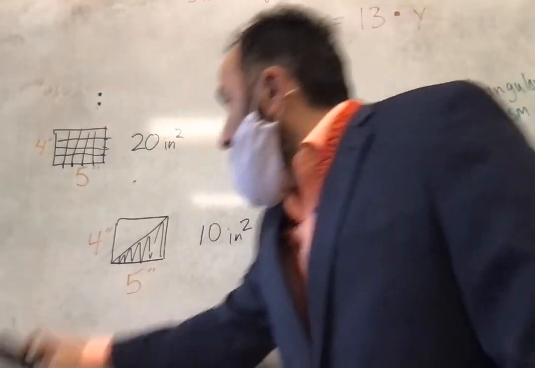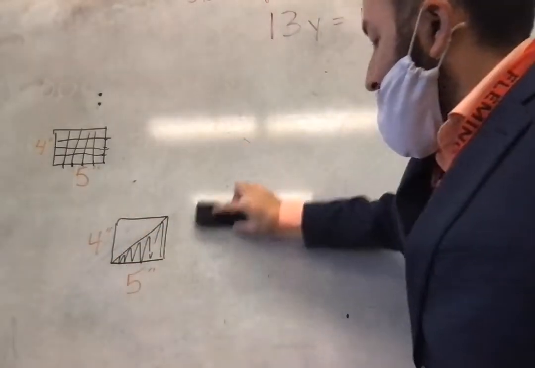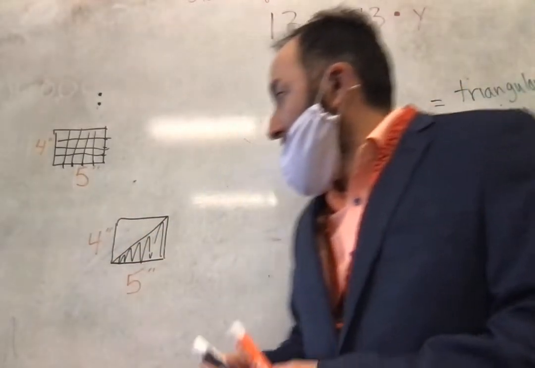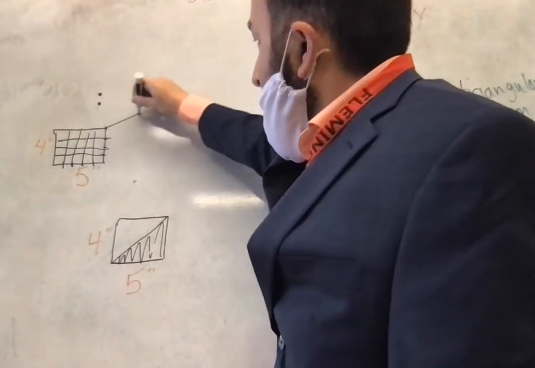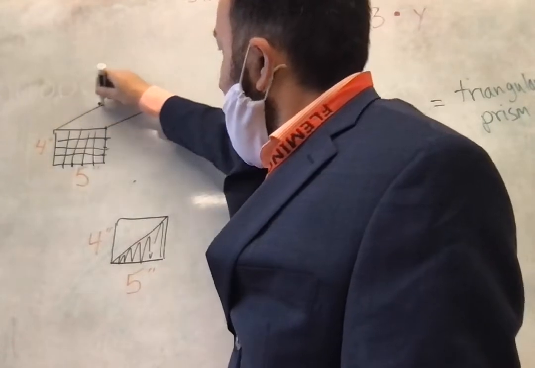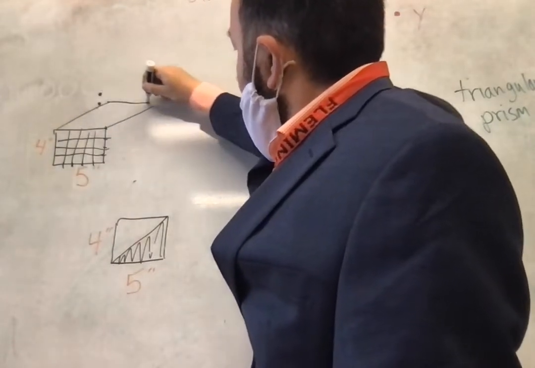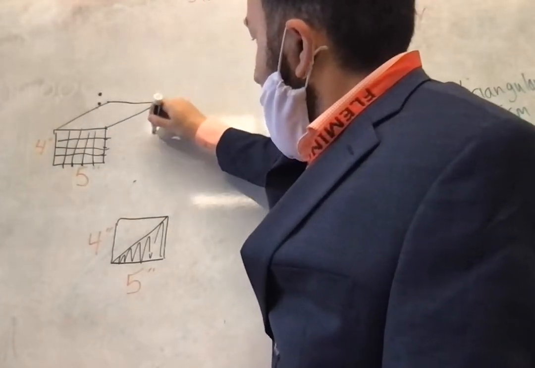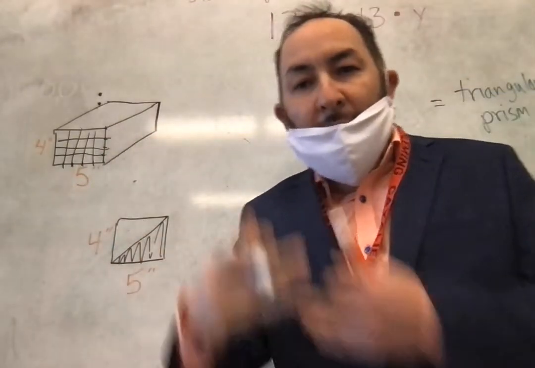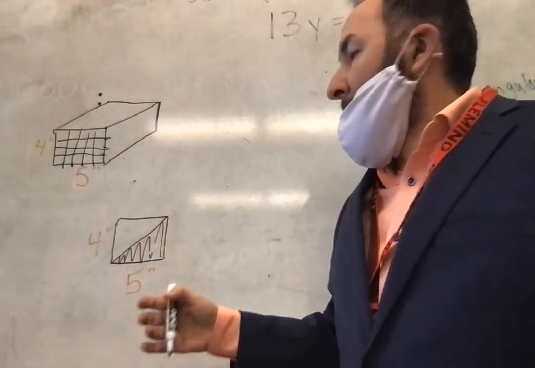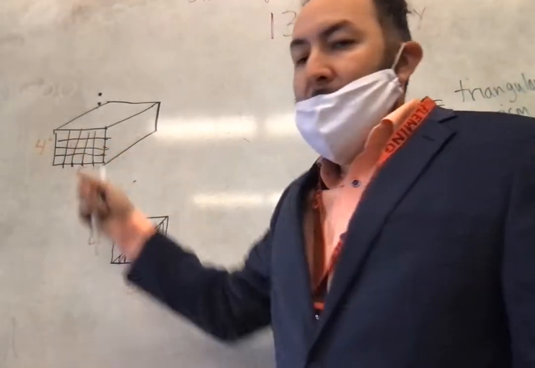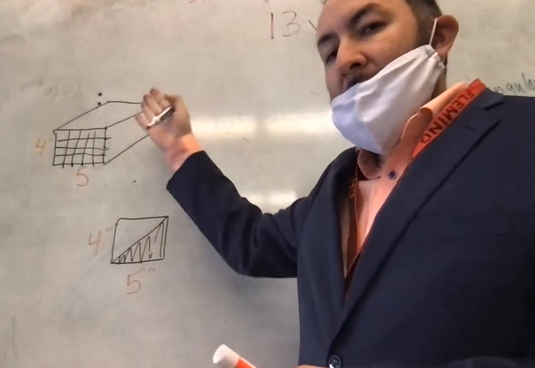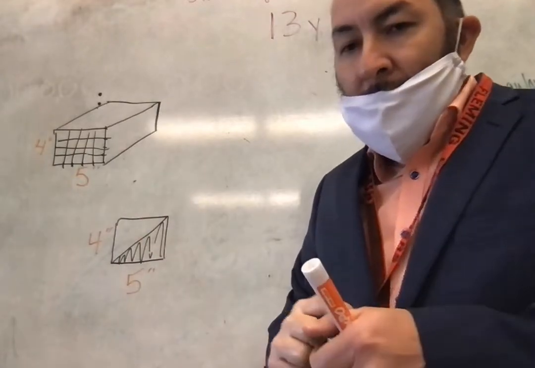But for volume, we're looking at 3D objects. So one thing we learned yesterday is if we have the same shape repeating over and over again, we call it a prism, okay? And then we just have to understand what the first shape is. This is a rectangle, so this is a rectangular prism, okay?